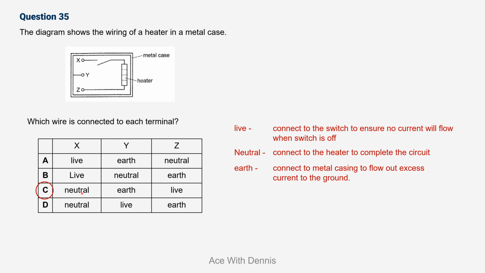X is connected to the neutral wire, Y is connected to the earth, and Z is connected to the live wire. Because as you can see, Y is connected to the metal case, X is to the switch, so this will be the live wire, and Z is connected to the heater to complete the circuit.